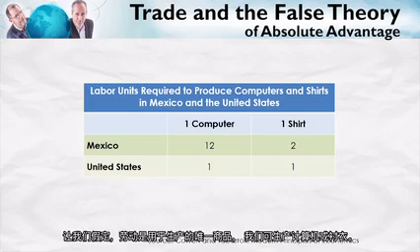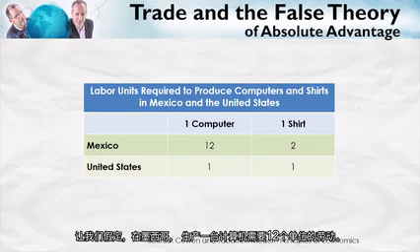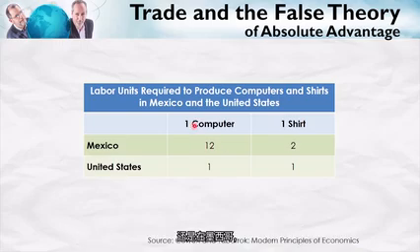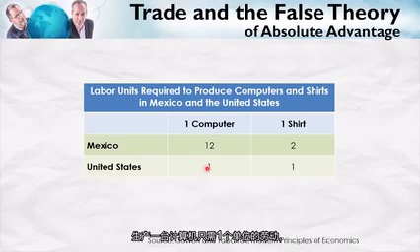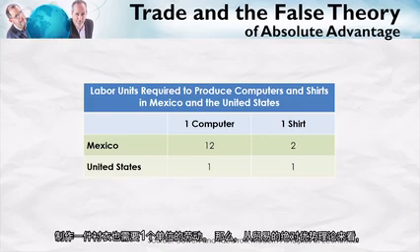Let's suppose that labor is the only good used in production and that we can produce computers or shirts. Now let's suppose that in Mexico it takes 12 units of labor to produce one computer. And again, in Mexico, it takes 2 units of labor to produce one shirt. Now let's compare with the United States. To make it simple, we'll suppose that in the United States, it takes just 1 unit of labor to make one computer and 1 unit of labor to create one shirt.